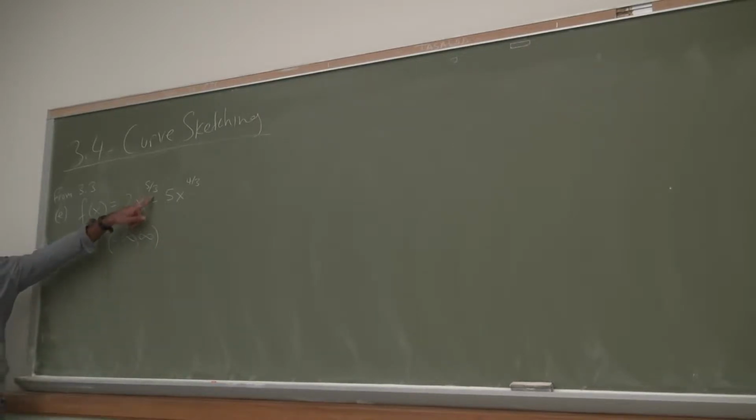These are cube roots. Notice that the power is in thirds. That means there's a cube root being taken. Cube roots don't care about negatives or positives. In general, any number can go in a cube root. So the domain is everything. How about intercepts?